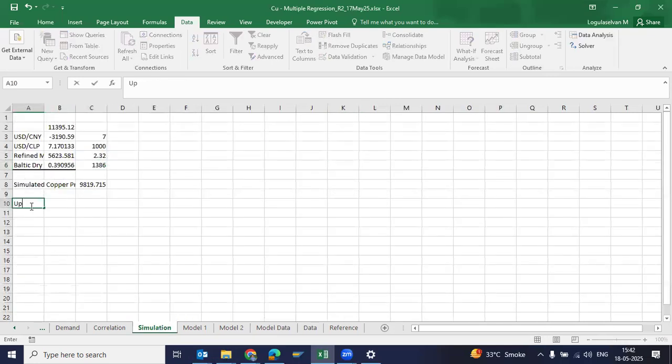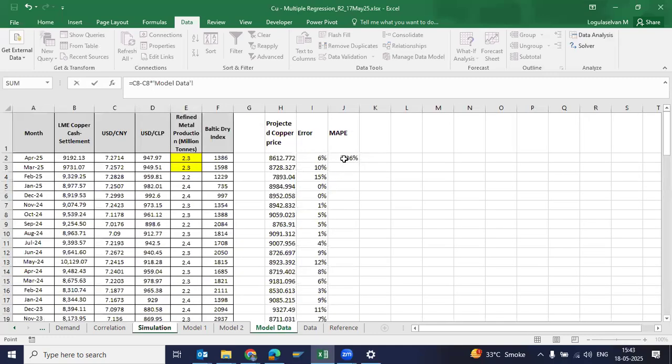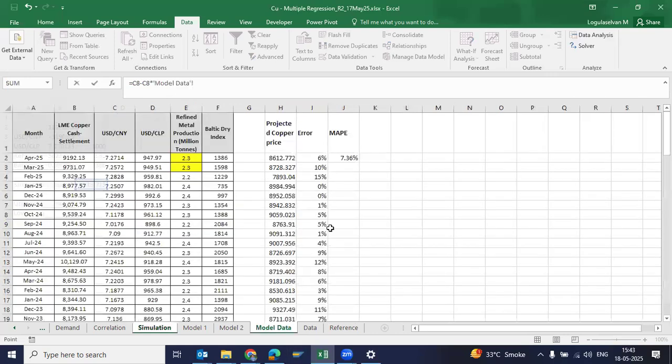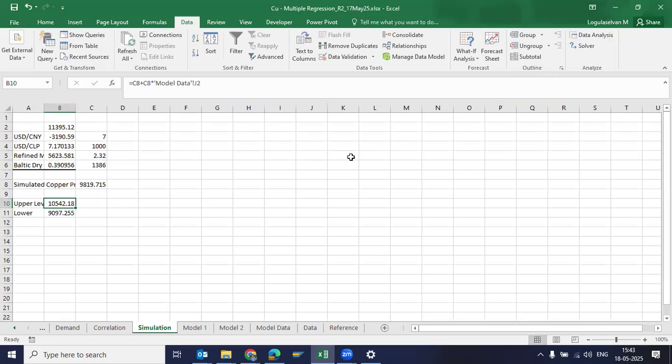Generally, a range is calculated. So the upper and lower levels are calculated. In the case of the upper level, this has to be plus, and the lower level has to be minus. So this is the range which is expected for the copper prices to move up or down. In this range, you can expect.